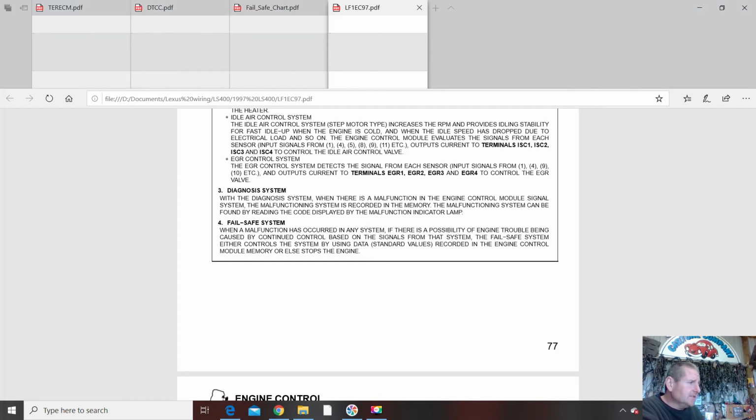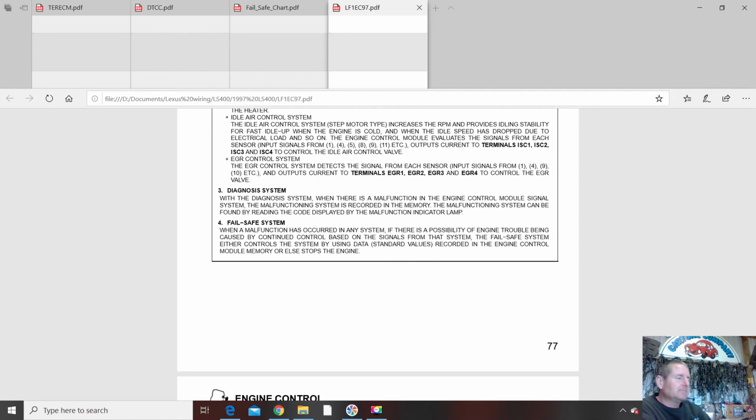So for Toyota, fail-safe. So for Toyotas of this era, fail-safe is they'll make stuff up based on memory in the ECU. Sometimes it'll use the last known condition, or stops the engine. Now that's really, really safe, isn't it? Really safe.